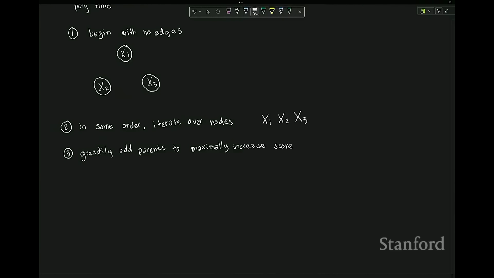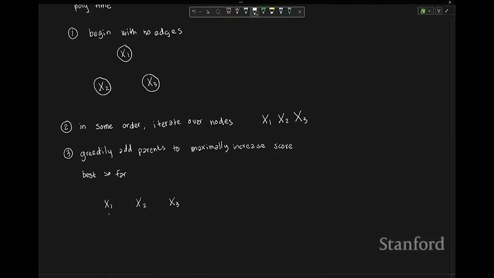So what that means is that we're keeping track of our best score so far. We're starting off with probably not an amazing best score so far, since we're fully unconnected. And then in our order, we'll try to add parents. And if the score that we get when we add that parent is greater than our best so far, then we'll keep that edge in the graph.